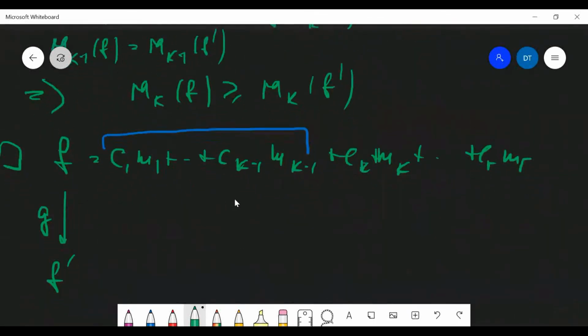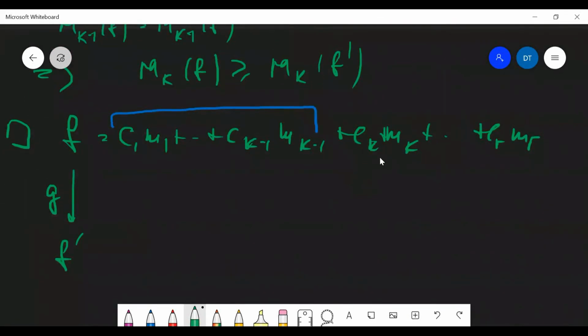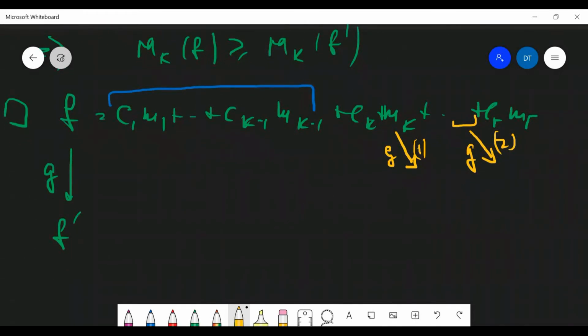Because of these conditions, the reduction happens here or here. So we have two options. Option number 1, we reduce this guy, or option number 2, we reduce something here. If we reduce this monomial, we replace it by the sum of strictly smaller monomials coming from the tail of g. Okay, let's consider case number 1.